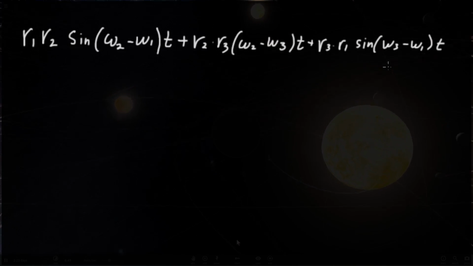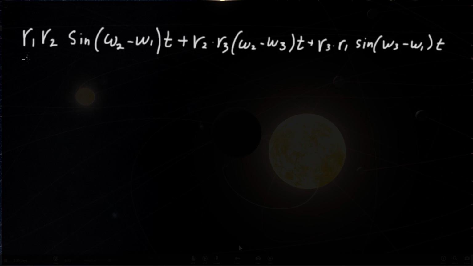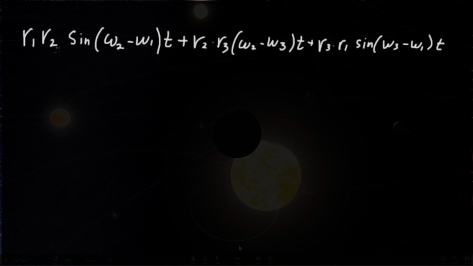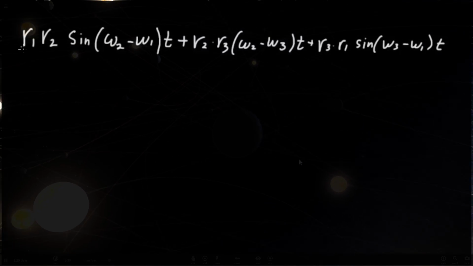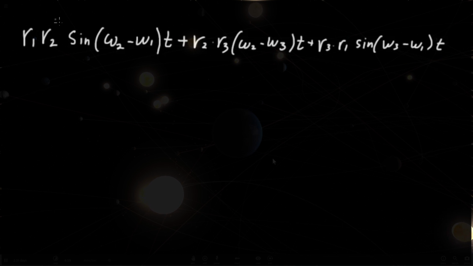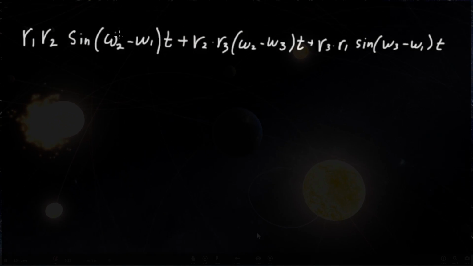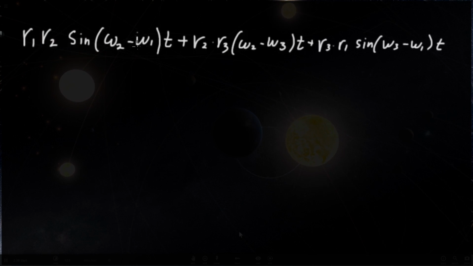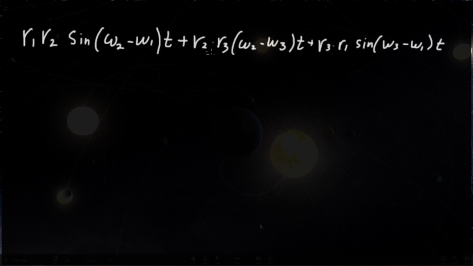Now, this looks really complex and really scary, but it's really not that complex or scary, because all we're doing here is multiplying the first radius by the second radius. And here you can actually express this as a ratio to the radius of Earth. So for example, if the radius of Earth is 1, then the radius of, let's just say, Mercury would be 0.3 something. Now then it's multiplied by sine of angle 2 minus angle 1 multiplied by time, and then it's all added to the second part.